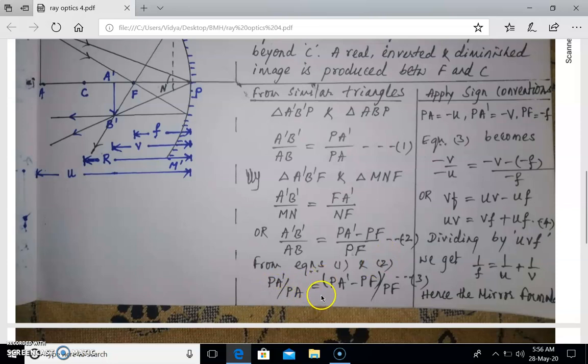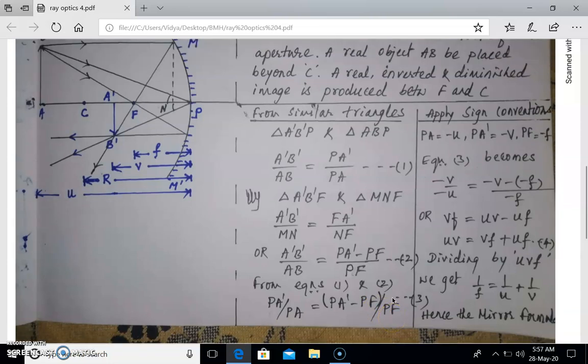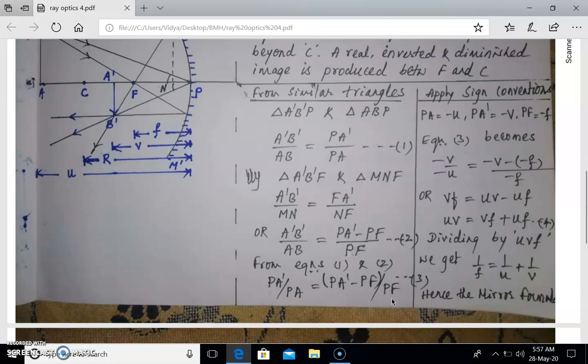From equations 1 and 2, equating the right hand side quantities, we can write PA dash by PA equals to PA dash minus PF divided by PF. That is equation 3. Applying the Cartesian new sign conventions, all distances measured in the direction of light are to be taken as positive. Distances measured in the direction opposite to the direction of light are to be taken as negative.